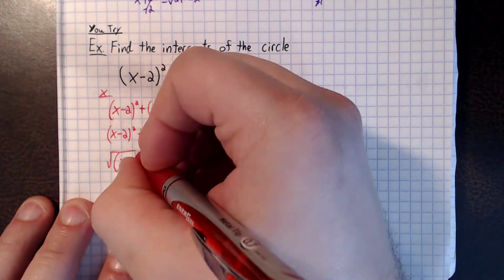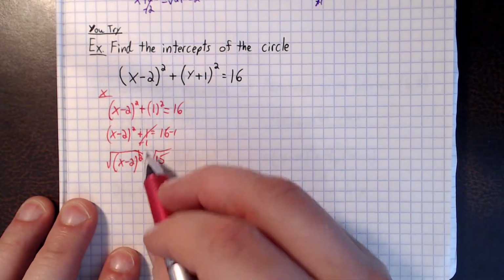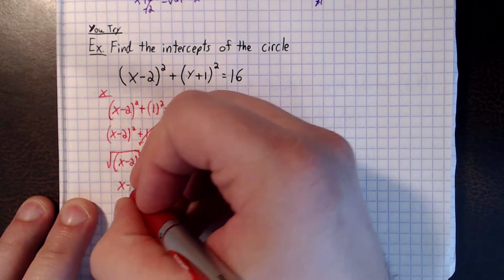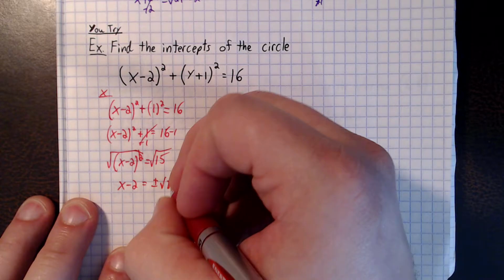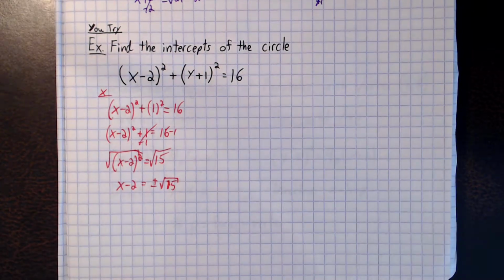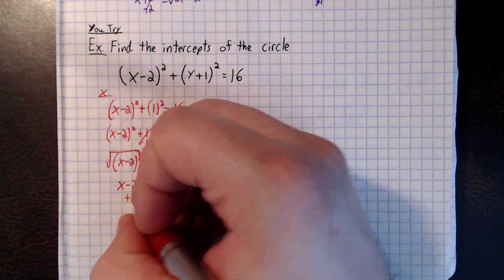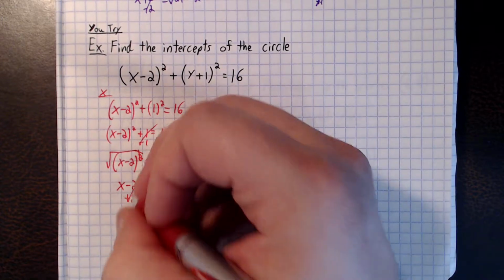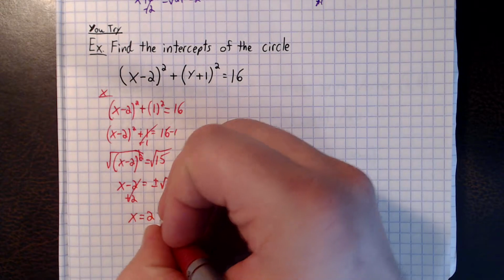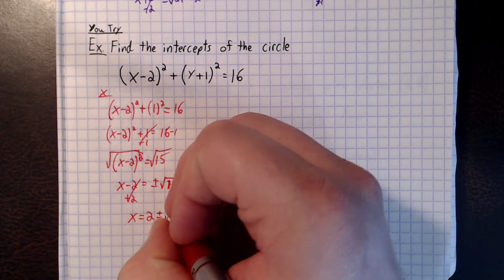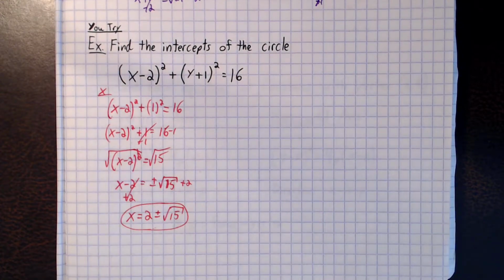Now we take the square root. Remember to affix that plus or minus. And then we'll add 2. So how we'll write this out will be 2 plus or minus the square root of 15.